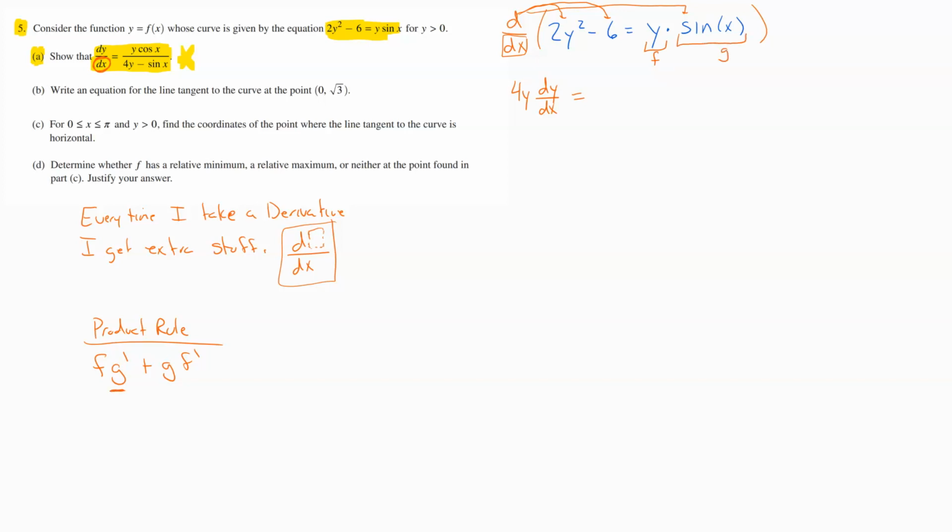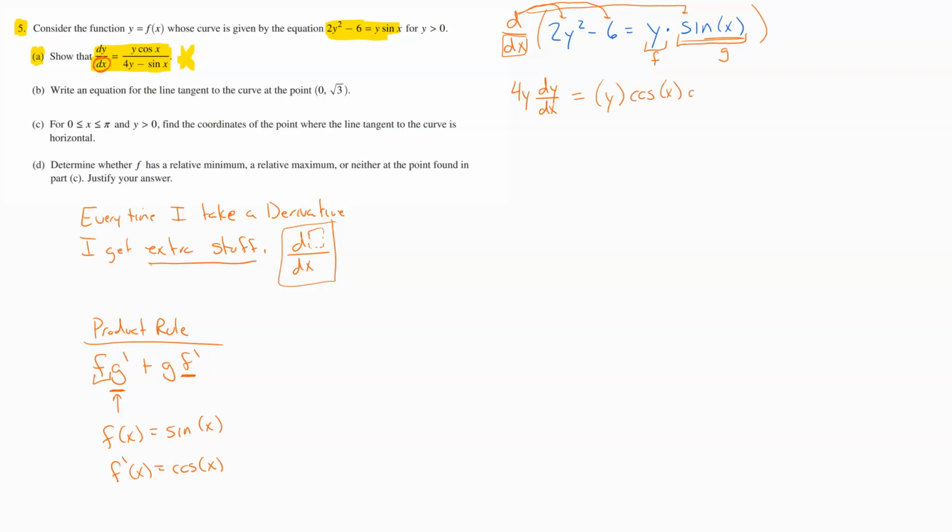And when I go find my g prime and my f prime, that's when I'm actually taking a derivative, and that's when I get my extra stuff that I was talking about. So we'll follow our rule here. The rule says first go grab f. Well, that's going to be y. Then we want to multiply it by g prime. The derivative of sine, that's a special case. We just have to have it memorized. If f of x equals the sine of x, the derivative of sine is cosine. So then the derivative of sine would be cosine.